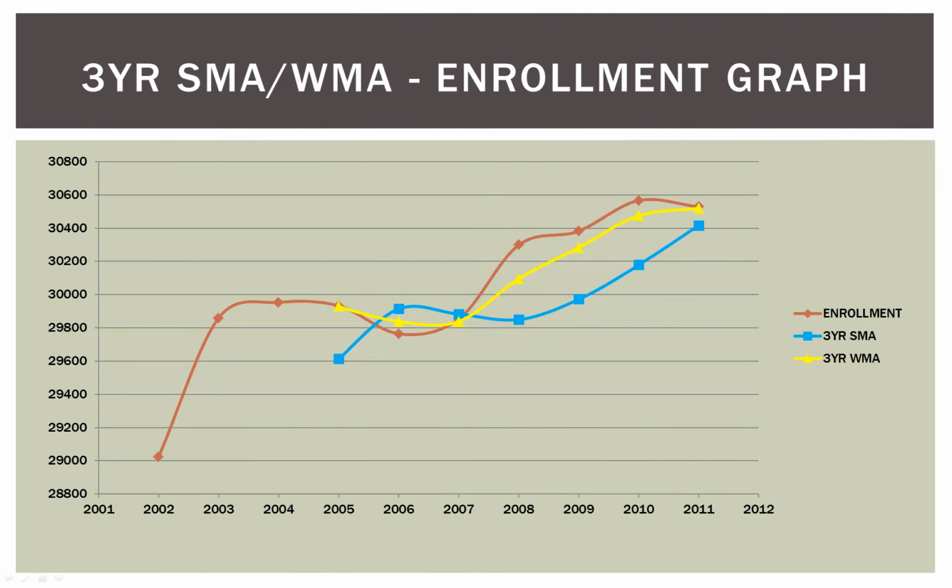So here is the graph of all three. We have discussed the enrollment graph, which is the orange color. We have discussed the 3-year simple moving average, which is the blue. And now we have the 3-year weighted moving average, which is the yellow. Now look at the beginning point for the 3-year weighted moving average. Well, it's almost exactly where the actual data point was for 2005.